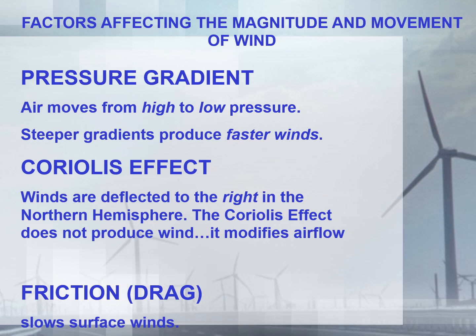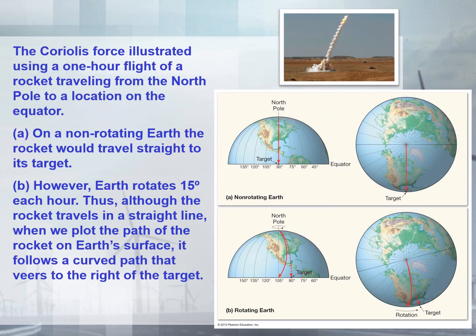What else affects the magnitude and direction of wind? Friction, also known as drag. Surface winds are always going to move slower than winds at a higher elevation. Why? At the surface, you have all this topography that the wind blows against, creating friction or drag. As you go higher up in the troposphere, you lose that. You don't have any friction.